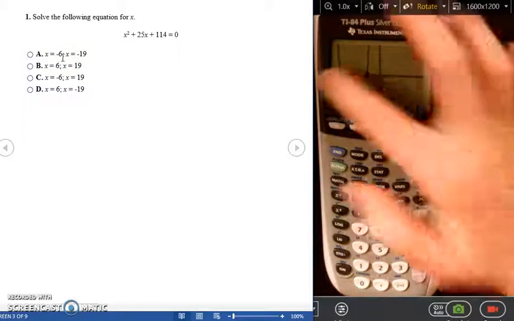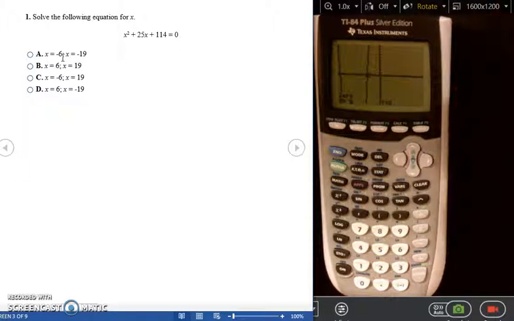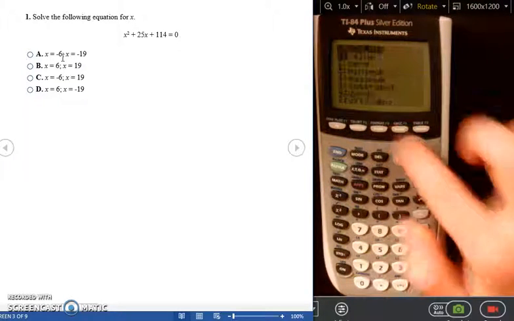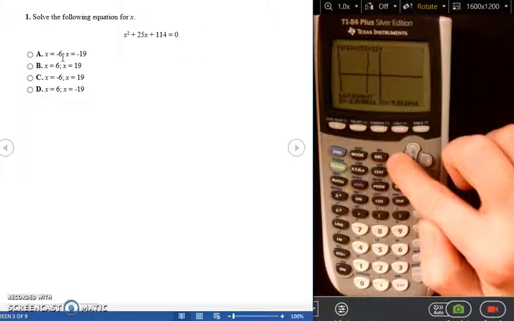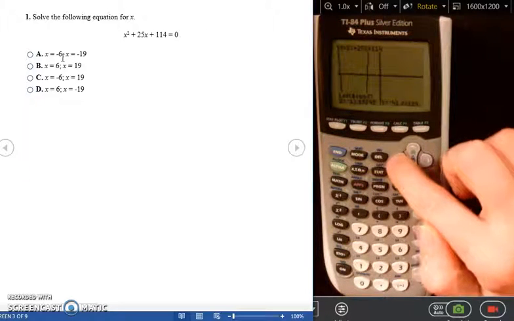And then to get the other x-intercept, I would do the same thing. So I'm going to press second calc, calculating a 0, and I'm going to move it to the left of the second x-intercept.